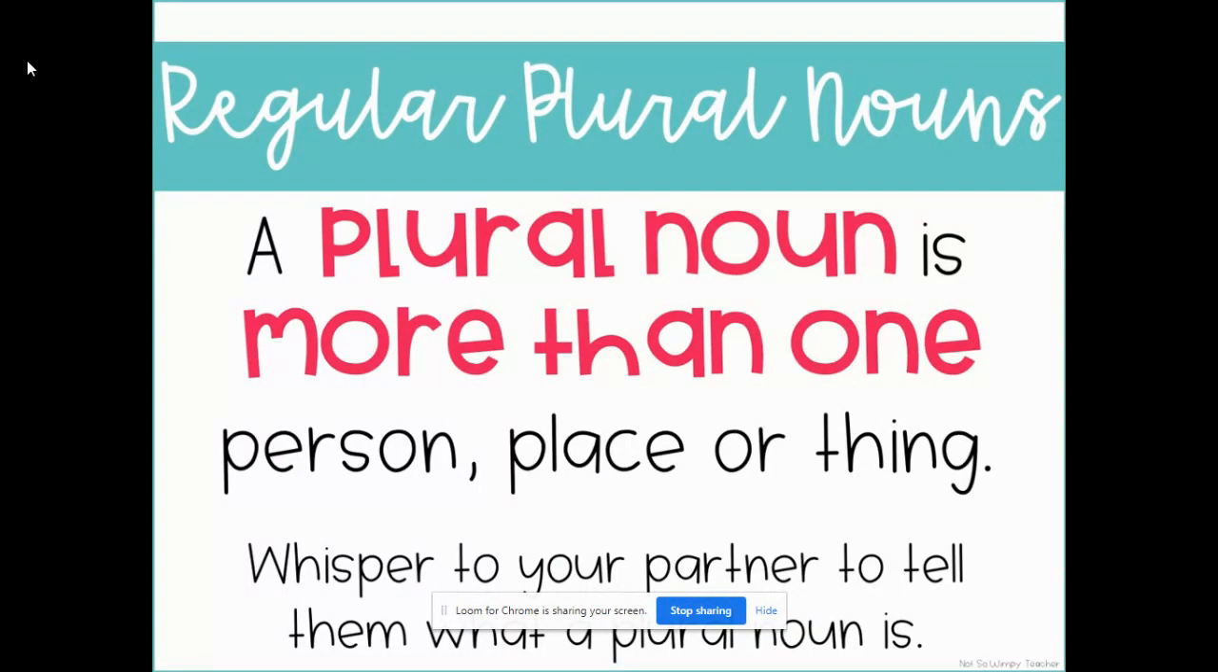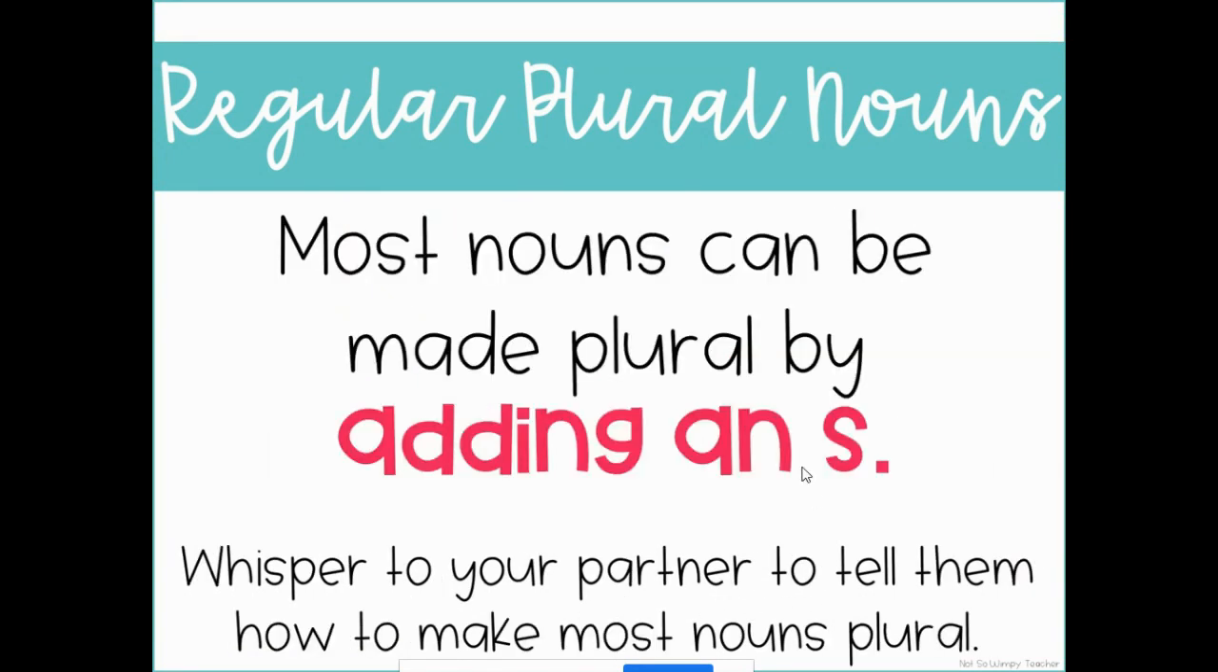Okay, so this week we're going to be talking about regular plural nouns. They're like the most common plural nouns that you will encounter. So that's why we call them the regular plural nouns. A plural noun is more than one person, place, or thing. So it's more than one person, it's more than one place, and it's more than one thing. Whisper to someone near you and tell them what a plural noun is. Most nouns can be made plural by adding an S. Whisper to your partner to tell them how to make most nouns plural. Just adding an S.